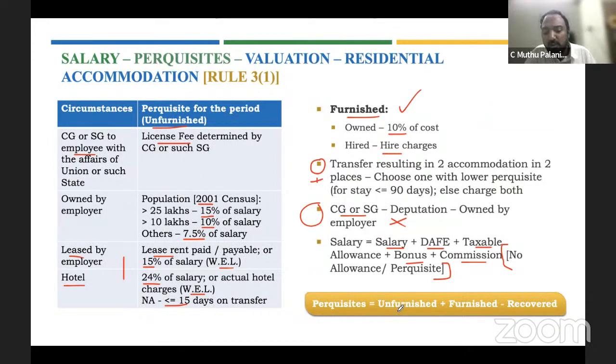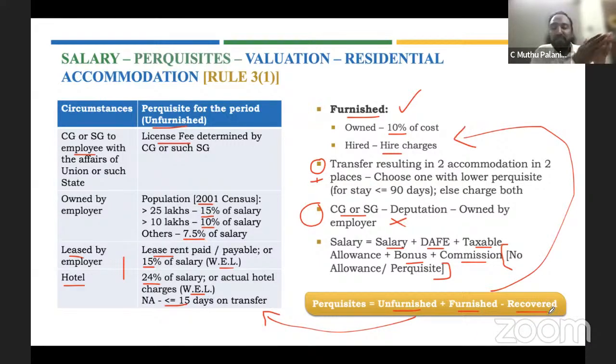Okay, so perquisites. What is the perquisite value? You take the value of unfurnished, which is calculated here. Then take furnished, which is calculated here. So take this. Then minus recovered. Everywhere you need to minus the recovered amount. Anything that is recovered from the employee should be reduced. So this is what will give me the taxable perquisite. So it's unfurnished plus furnished minus recovered.